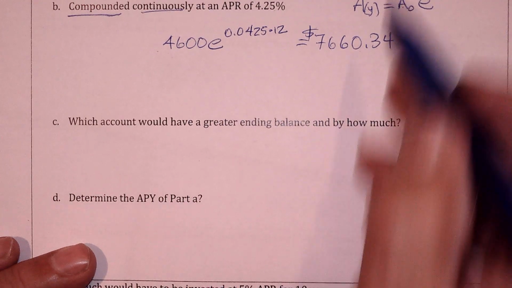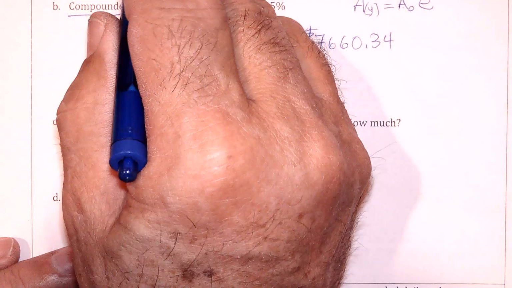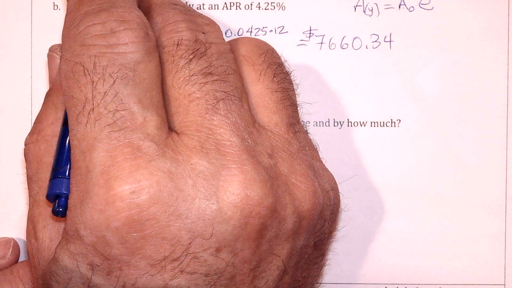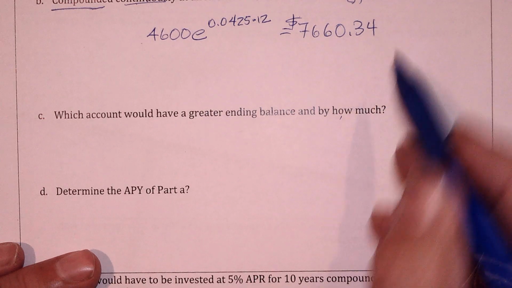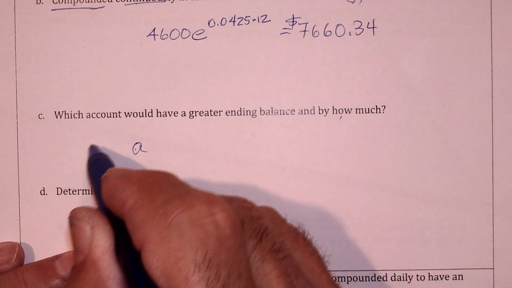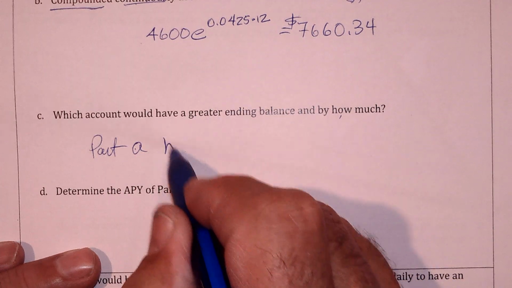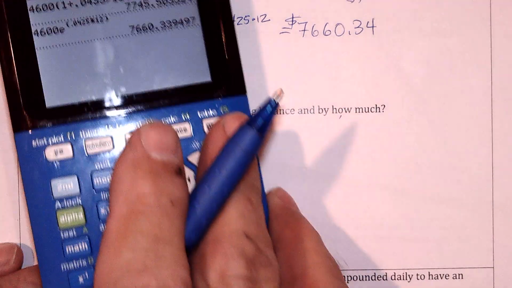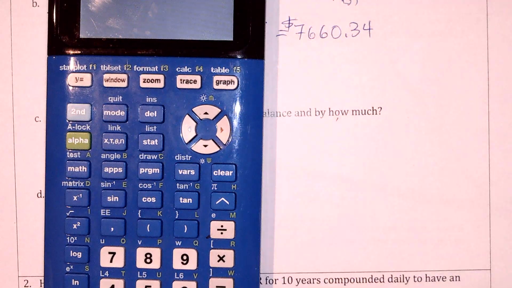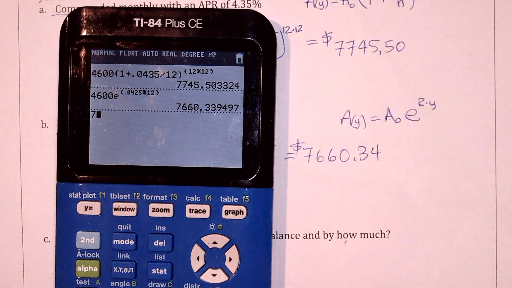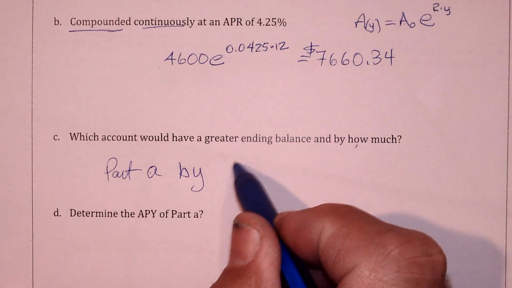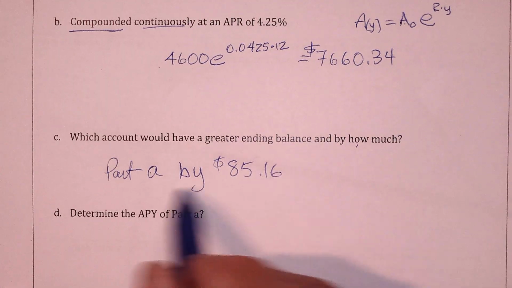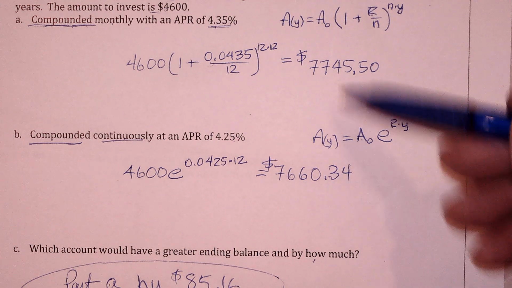So which one has the greater balance? Well, this one did. It's a little higher interest rate, compounded monthly instead of continuously. This tends to be better, but this one had a higher interest rate, which made it worth more. And so it's better by the difference in these. So part A, now I've got to subtract them, so I'm going to take the upper one, 7,745.50 minus this last answer, and I get $85.16 better.